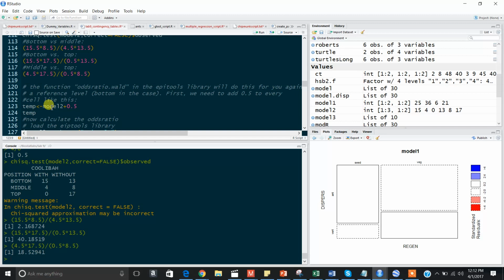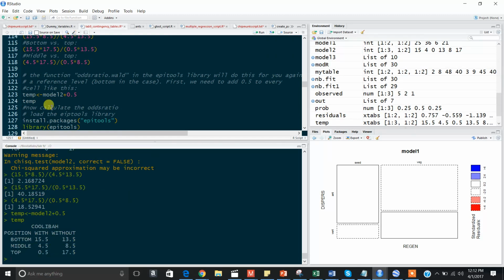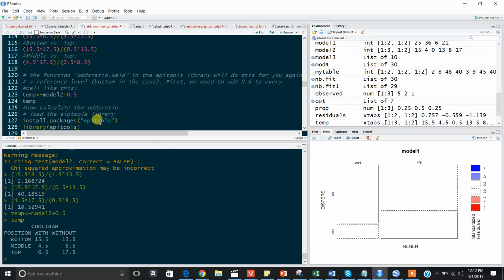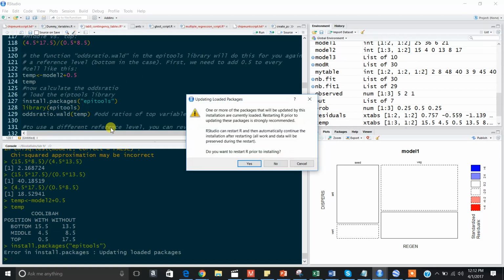I can actually run this correctly. There we go. Okay, so now this is our new data. So we have 0.5 added to everything. Okay, so you're going to install this package called EpiTools.